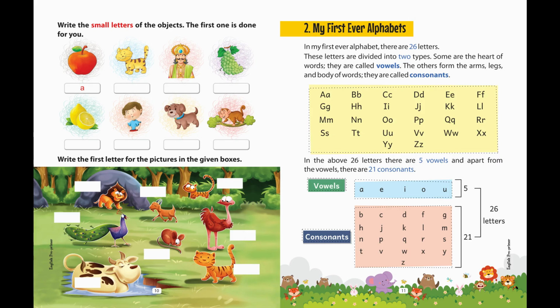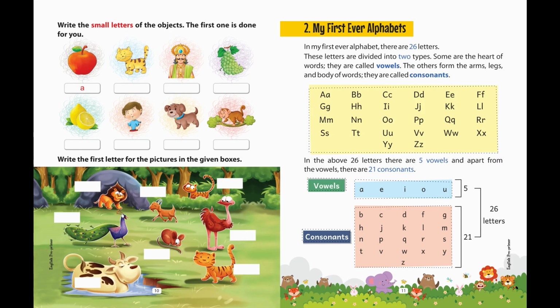Let's say them together. A, B, C, D, E, F, G, H, I, J, K, L, M, N, O, P, Q, R, S, T, U, V, W, X, Y, Z. Letters are divided into two types. Some letters are the heart of words. We call them vowels. They are A, E, I, O, U. Say them with me. A, E, I, O, U.